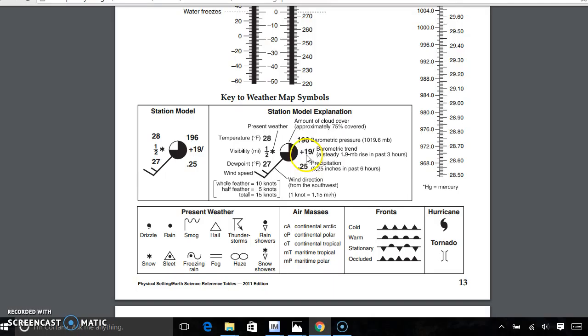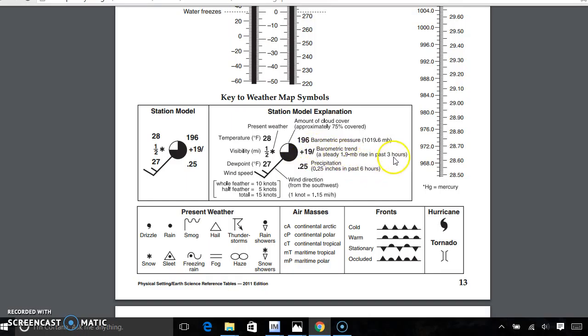And here we have a +19 with a slash. And this means that we had a steady rise of 1.9 millibars in the past 3 hours. So sometimes a common Regents question is to ask you what the air pressure was 3 hours ago. And then you would do 1.9 and subtract it from your 1019.6.